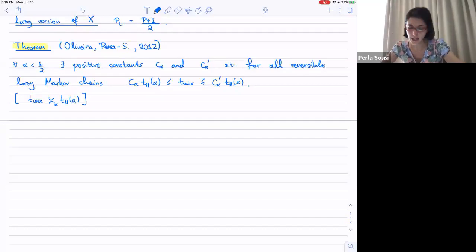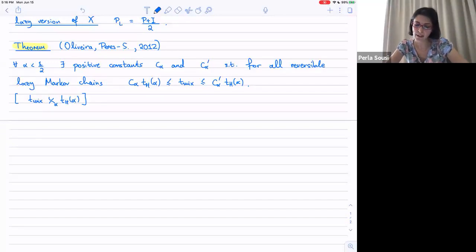My plan for today is to prove this theorem, modulo some technical results that I'm not going to prove. But before we prove it, I would like to discuss a little bit about the theorem and the conditions and also some previous results. The first thing I want to say is that the lower bound in this theorem, that the mixing time is at least the maximum hitting time of sets of some substantial size alpha, is the easy direction of the theorem.